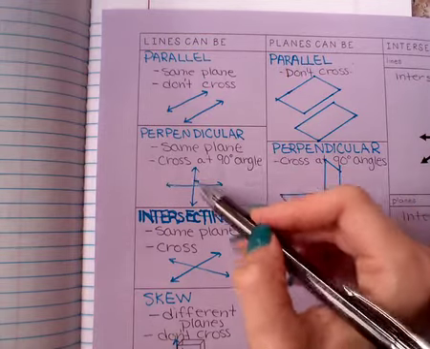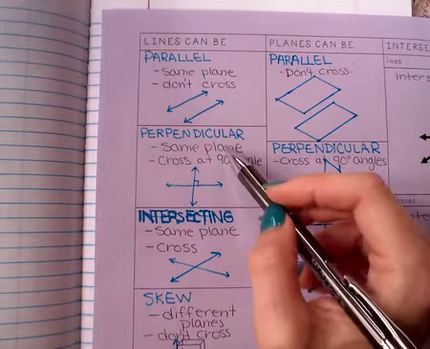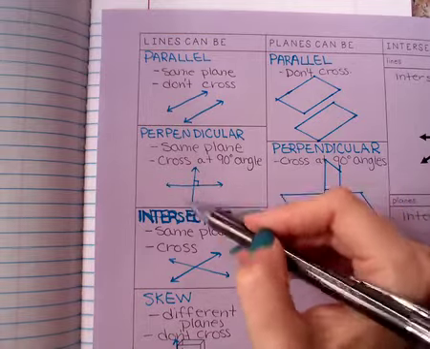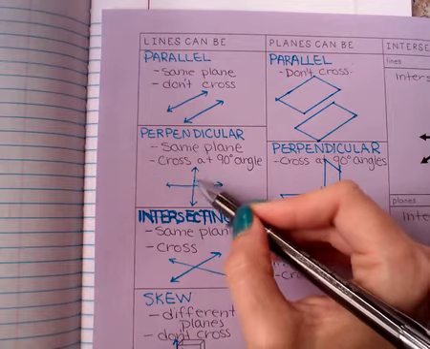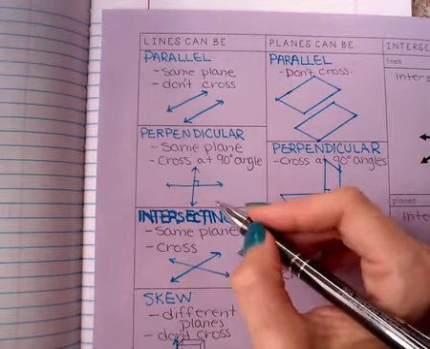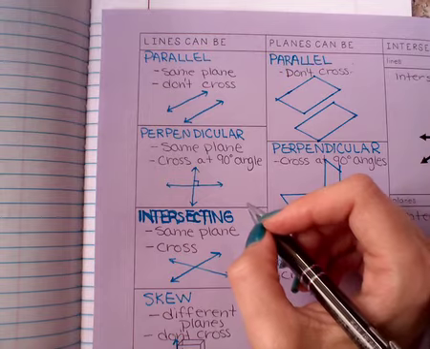If the lines are perpendicular, they are also in the same plane and they're crossing at a 90-degree angle. So when we have perpendicular lines, we always make sure that we add in the little 90-degree symbol to show that they are intersecting at a 90-degree angle.